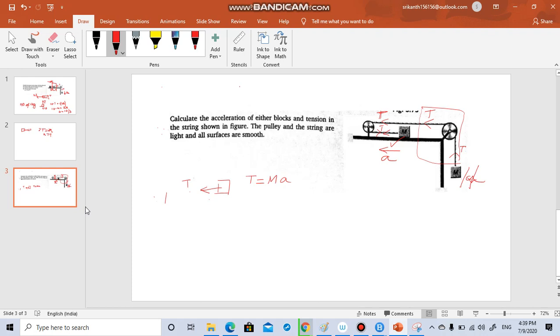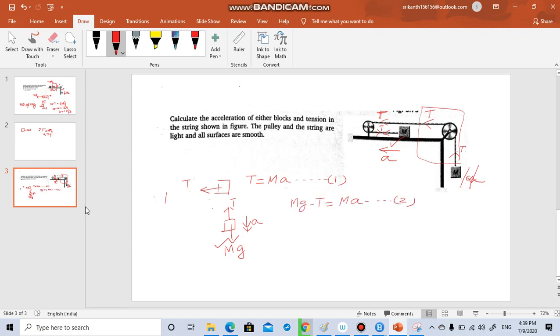And if you draw the free body diagram for the second block, here weight is acting downward, T force is acting up, which is a tension, and the block is going down with acceleration A. So that means this force is more than this force, and the difference is equal to the mass into acceleration. Mass and acceleration is the same here. This is our equation 2.